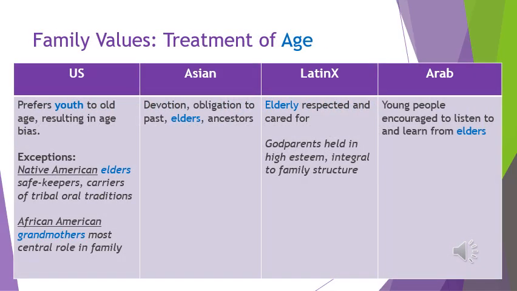So let's explore family values in the US versus three other groupings of cultures that each comprise multiple countries in the world. First, let's consider how each culture handles aging. And as I get older, this chart makes me want to move. I'm kidding. But this is interesting.